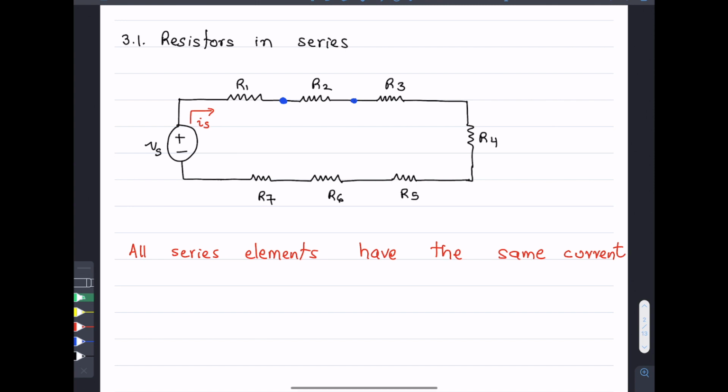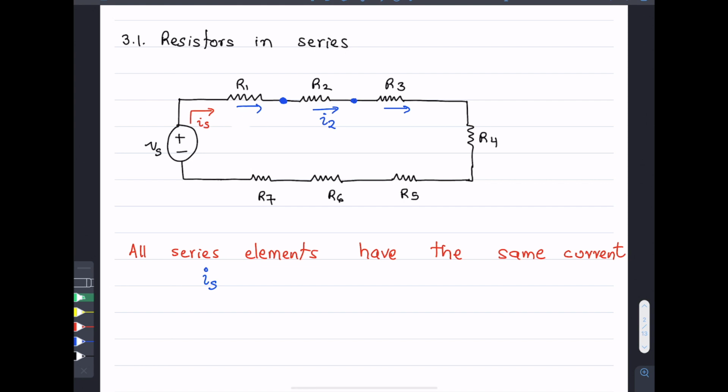So the current I1 that is flowing through R1 is the same as the current I2 that is flowing through R2, I3 is the current flowing through R3, and so on. They're all the same and they're equal to the source current. Simply, we are going to refer to the current in this series circuit as IS, the series current supplied by the source.